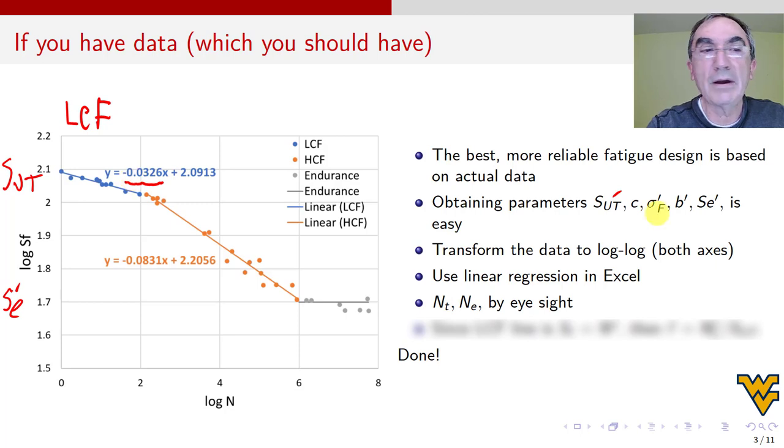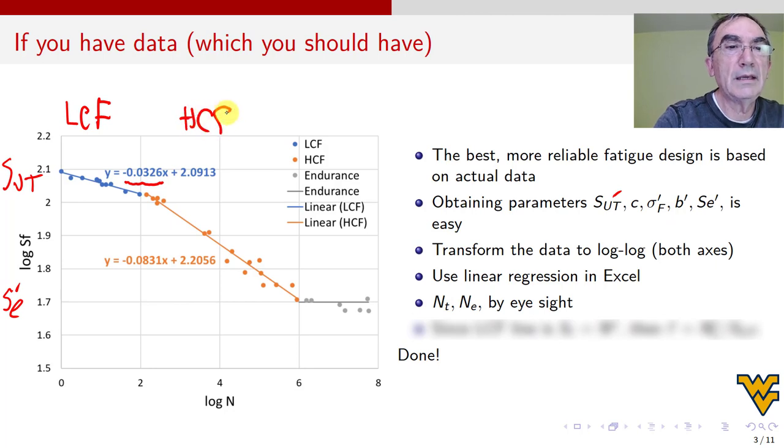And we need the sigma F prime. Where is sigma F prime? Sigma F prime is the intercept of the high cycle fatigue. High cycle fatigue is there, right? So we've got to intercept that. So let's see, I don't have a ruler, but I have a piece of paper. And you don't see it, but I'm putting a piece of paper on this, and then I'm extending this line.